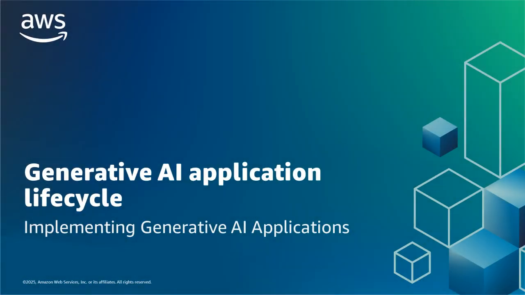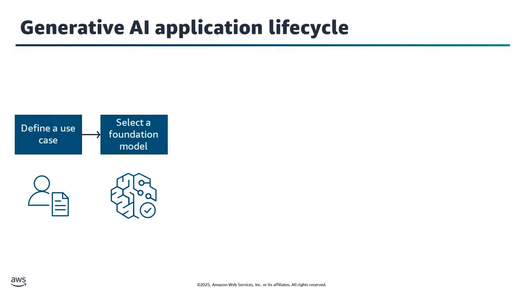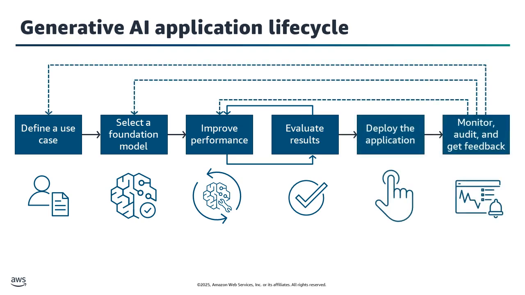This video introduces the Generative AI application lifecycle. The Generative AI application lifecycle outlines specific steps for adapting a foundation model, or FM, for a specific generative AI application. The main steps in the lifecycle include defining a use case and selecting an FM, improving performance and evaluating results, deploying the application, and monitoring, auditing, and getting feedback from the live application.